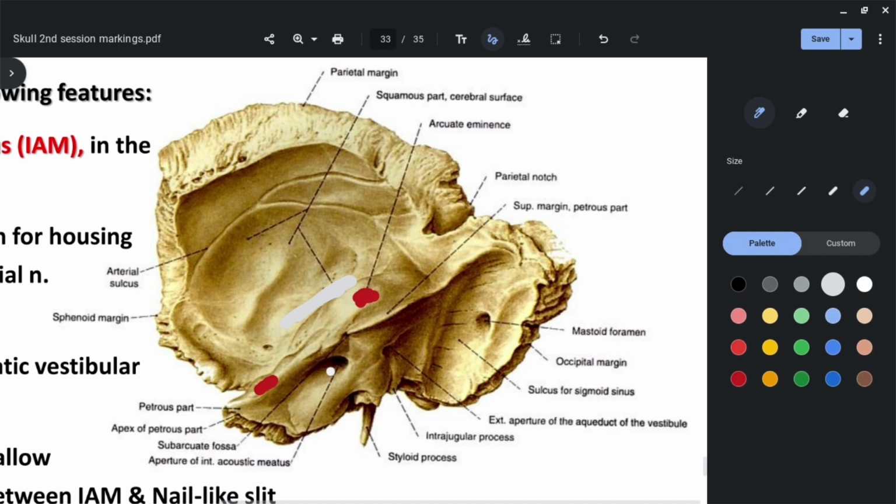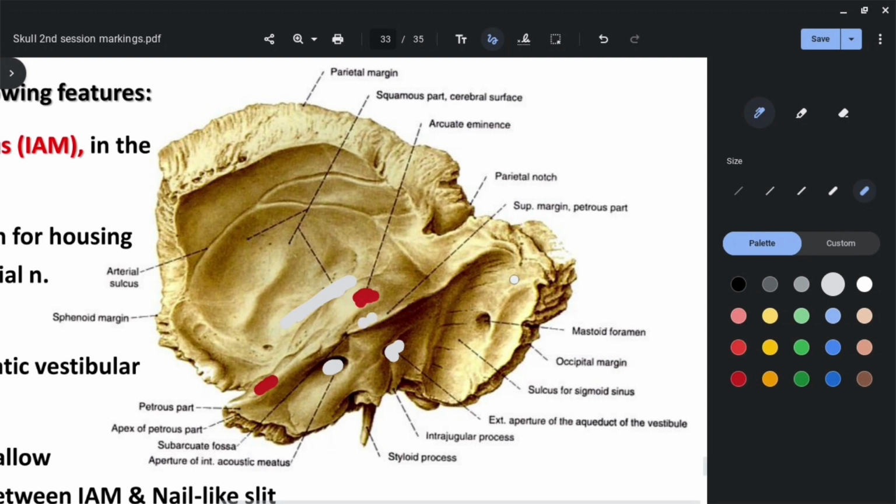Now on the anteroposterior surface we have the internal acoustic meatus. On the external surface we studied the external meatus, but here we have the internal acoustic meatus for the passage of the vestibulocochlear nerve. Right posterior to it we have another aqueduct, for the vestibule. And then we have the superior margin of the petrous part. Here is the superior margin of the petrous part.